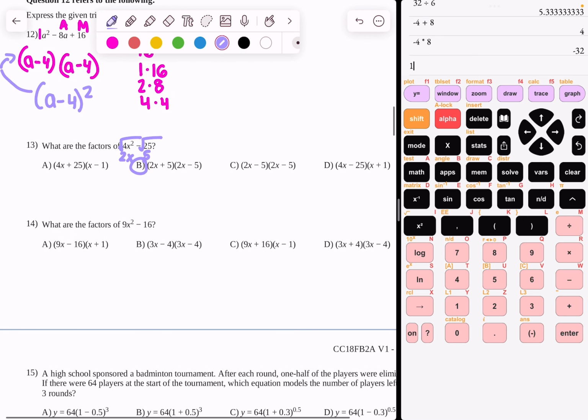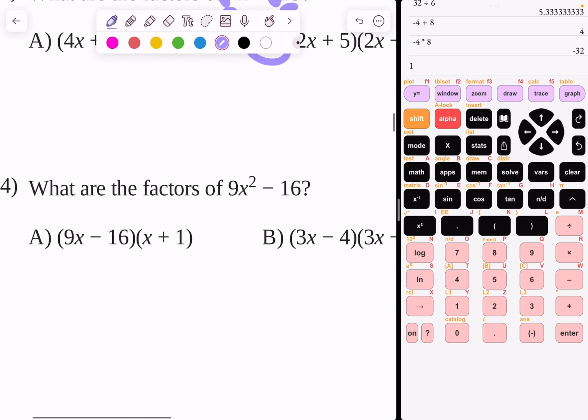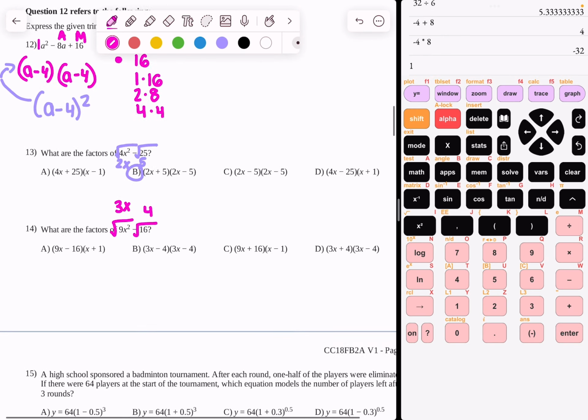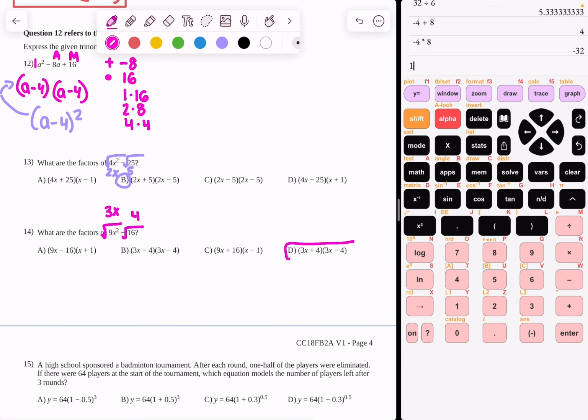Let's look at 14. Again, there is nothing we can divide out here, so instead we are going to take the square root. The square root of 9x squared is 3x, and the square root of 16 is 4. And we need to have a negative 4 and a positive 4, which is answer choice D. Good.